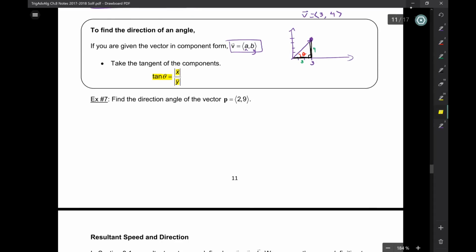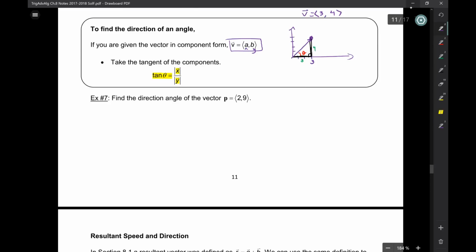Right, exactly. So 9 over 2. So here you have the vector P. You're going to do tangent of theta is equal... Oh, no, I have it wrong. It's y over x. That's why you were mistaken. I'm sorry, I have that wrong. It's y over x.